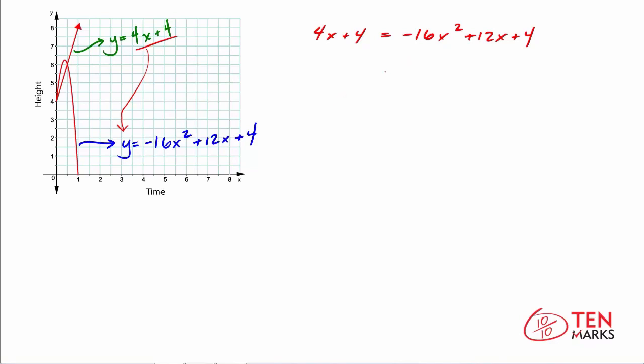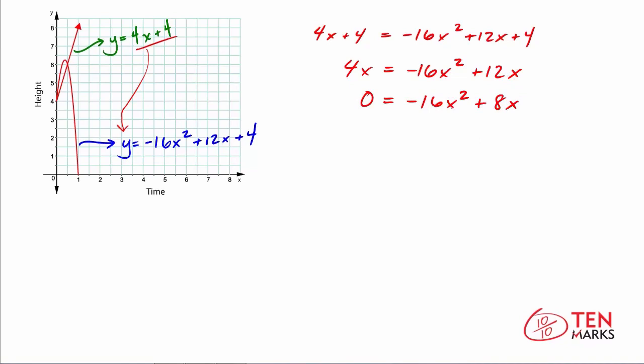So begin by bringing the 4 to the right side. And you would do that by subtracting 4 from both sides. When you subtract 4 from both sides, you're left with 4x equals negative 16x squared plus 12x. Now you can bring the 4x to the right side as well, and you would do that by subtraction again. So subtract 4x from both sides. On the left, you're left with 0. And on the right, you get negative 16x squared plus 8x, right? Because you have to subtract 4x away.